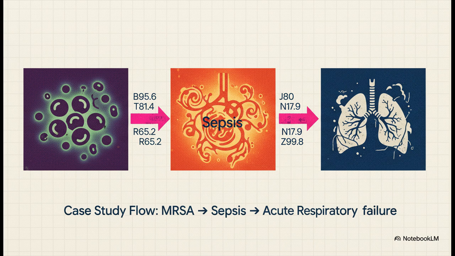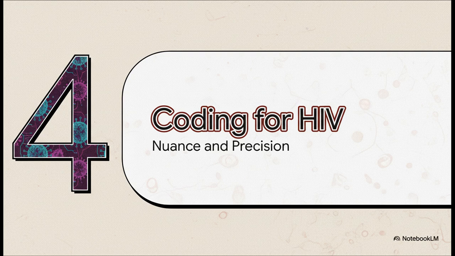A coder would line up the codes to tell that exact story. The cause is MRSA, the effect is severe sepsis, and the manifestation is failing lungs. It's the entire diagnostic picture told in just a few codes. Okay, so we've seen an emergency.